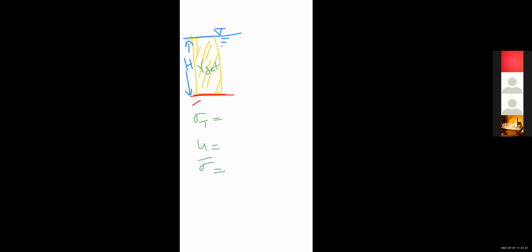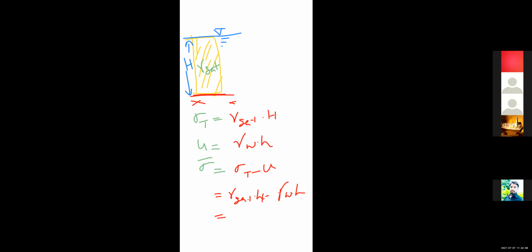Sigma T will be equal to gamma saturated into H, and pore water pressure U equals gamma W into H. And sigma bar, that is the effective stress, equals sigma T minus U. So gamma sat into H minus gamma W into H, so gamma sat minus gamma W into H. So we can also write gamma sat minus gamma W as gamma submerged into H.